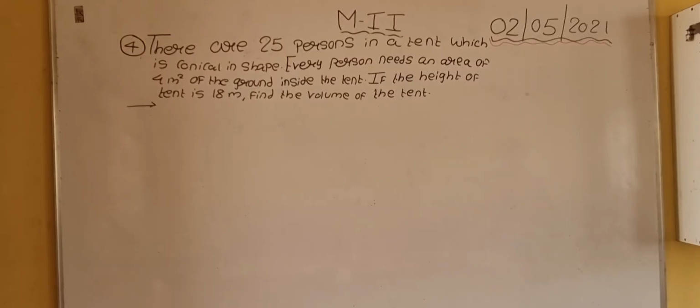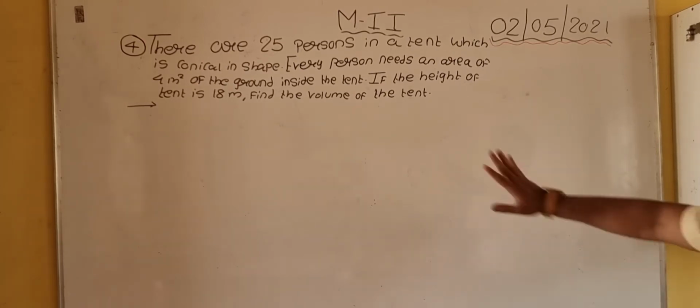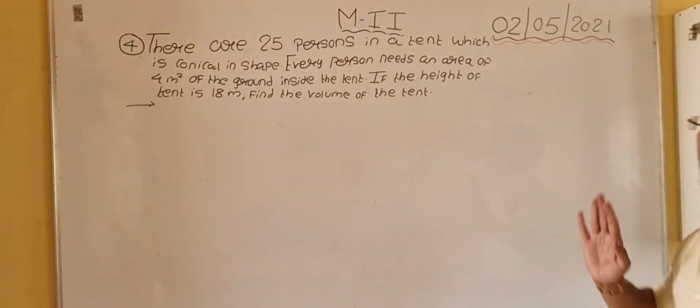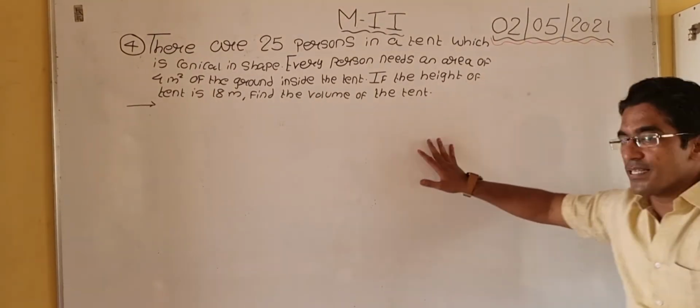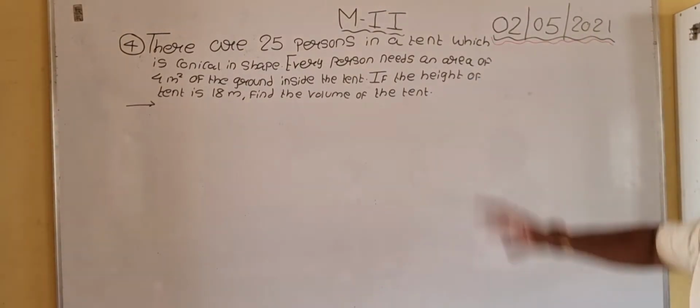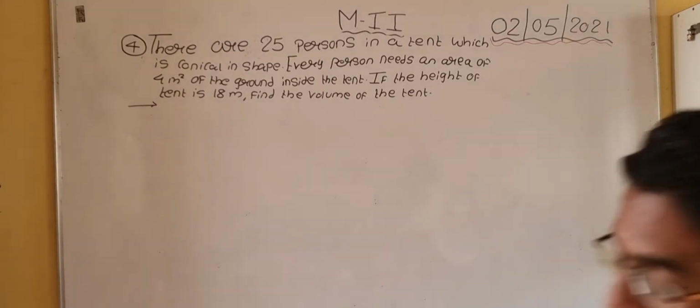Now let's see the next word problem. What is given to us? There are 25 persons in a tent which is conical in shape. So in this sum we are discussing about a cone. How many persons are there in the tent? 25.